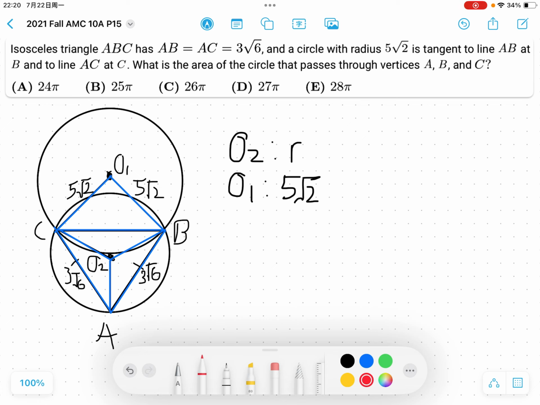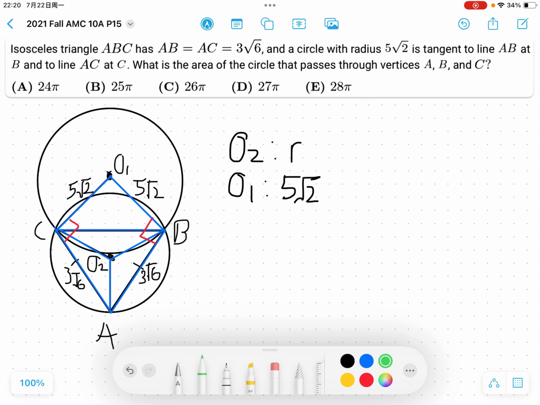So, firstly, if O1C is a radius, and the circle O1 is tangent to line AC, this angle here, O1CA, is 90 degrees. This angle here, O1BA, is also 90 degrees because of the tangent. So now we have two 90 degrees, and also we're going to introduce two new lines to the graph.